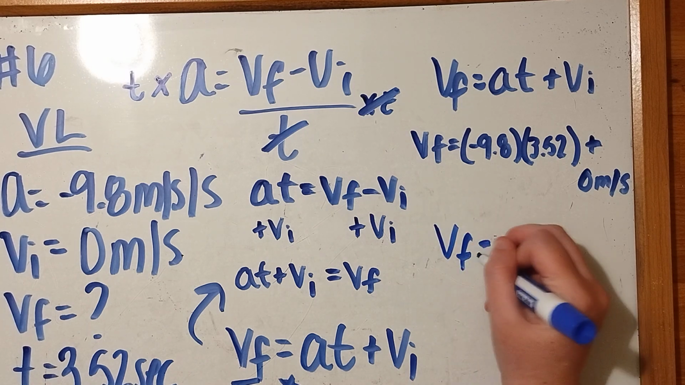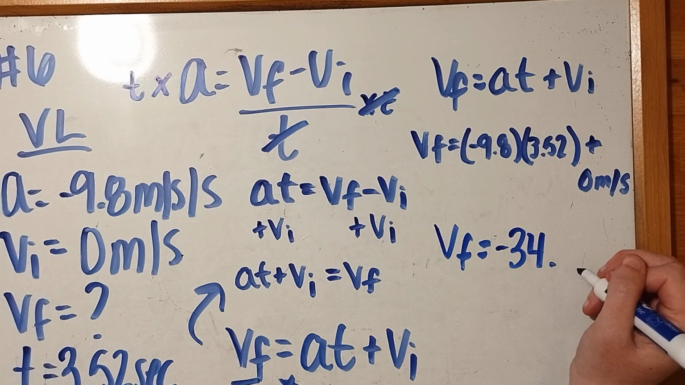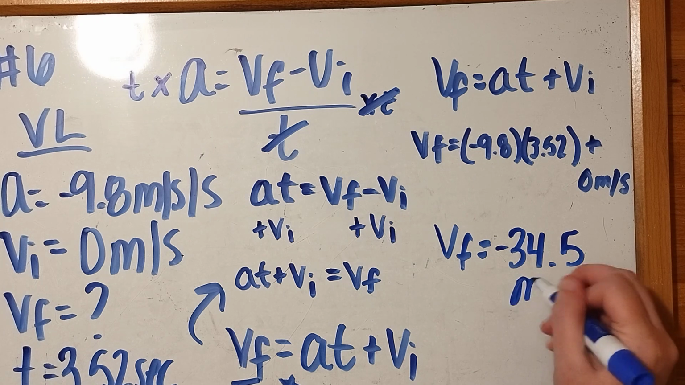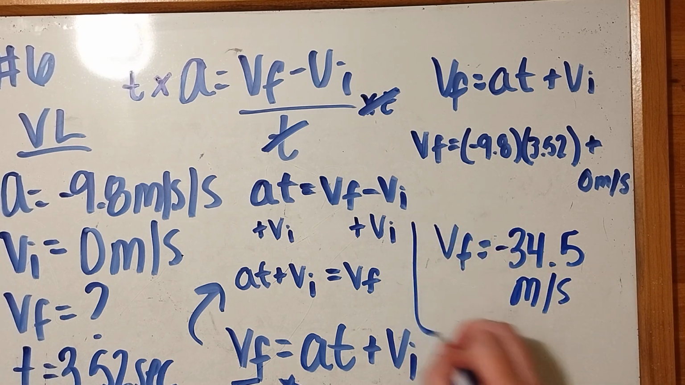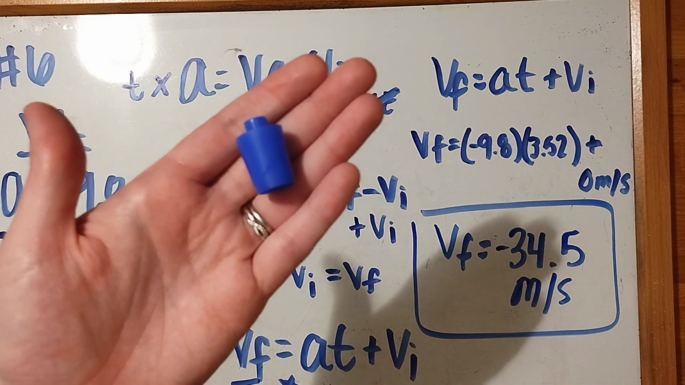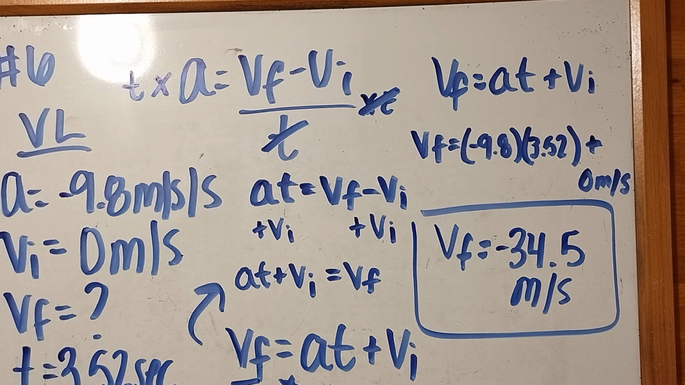And we got a velocity final of negative 34.5 meters per second, right? Because those are the units of velocity. Now, don't let that negative fool you. That negative just means we're going in the negative direction. And again, if I'm holding a ball on a tower and I let go of that ball, it's going to go in the negative or down direction, right?